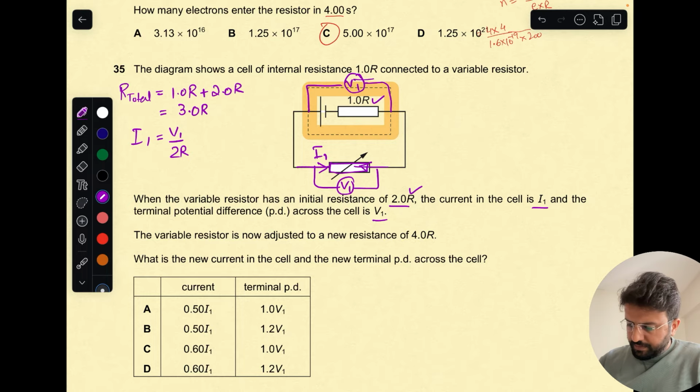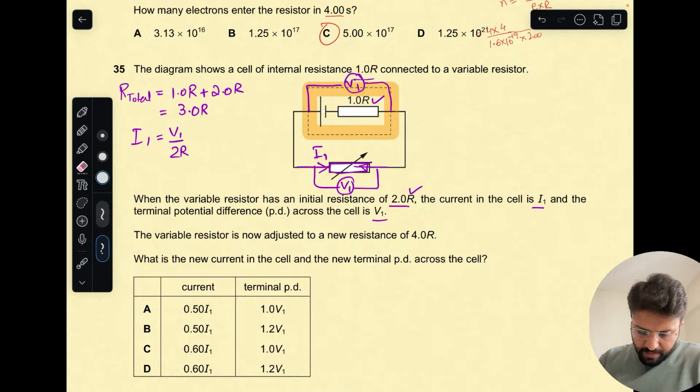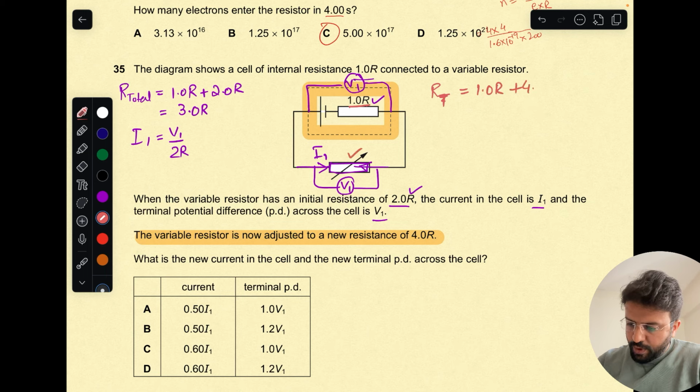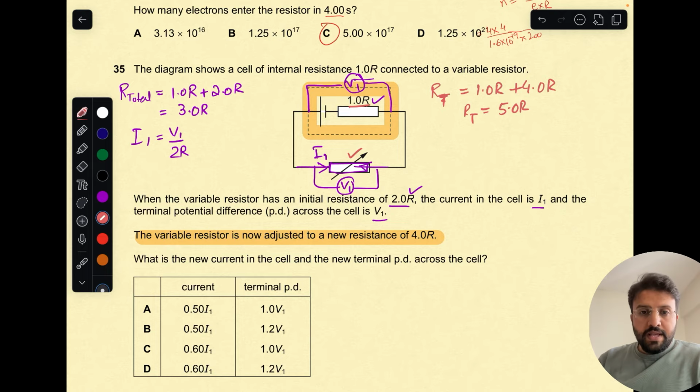What changes are they telling us? The variable resistor is now adjusted to a new resistance of 4R. So what is happening now? The new total resistance, R total, is now 1R, which will remain the same, plus 4R, so this will give you 5R. So what is happening in actual?